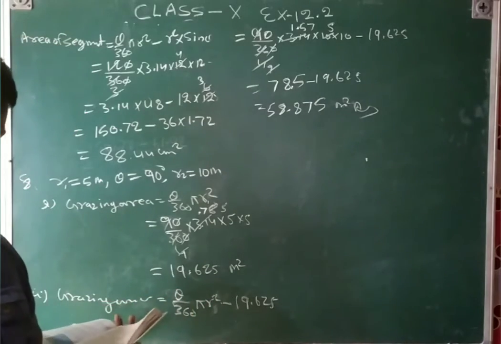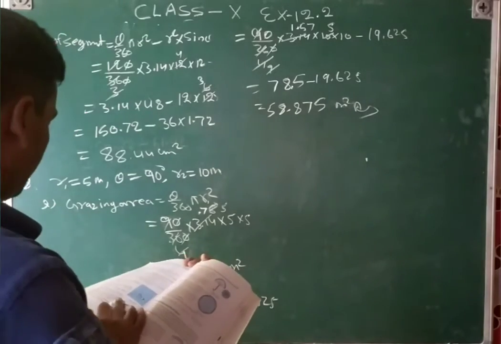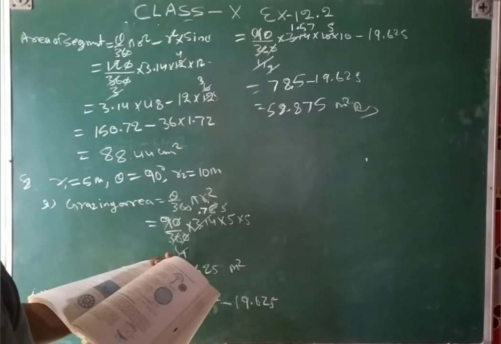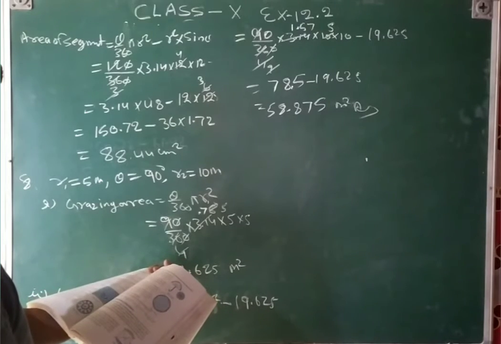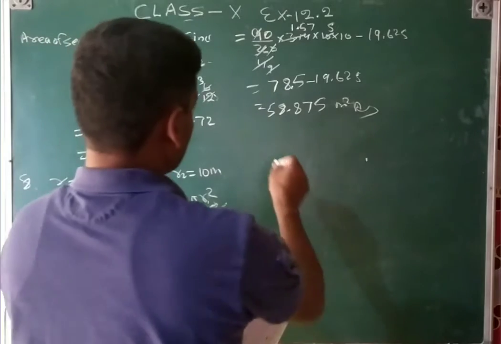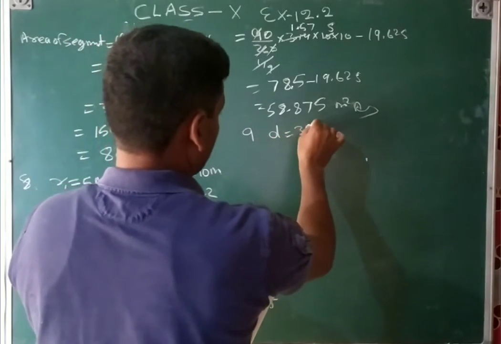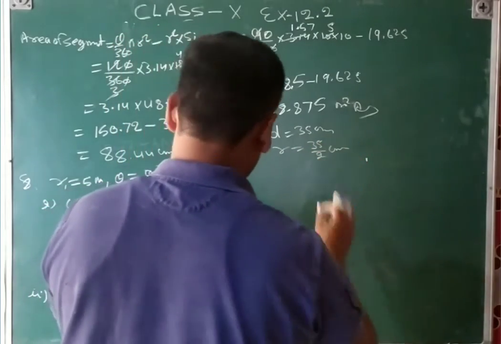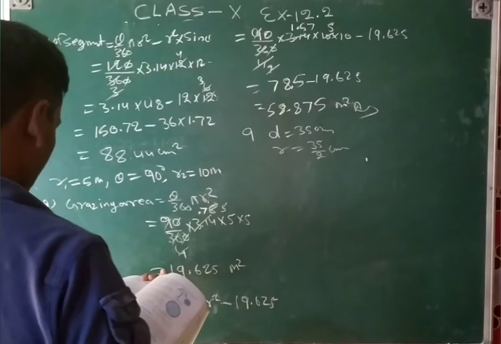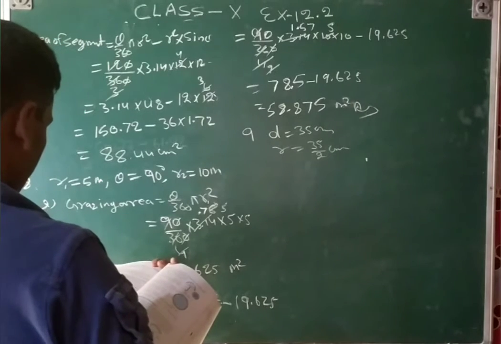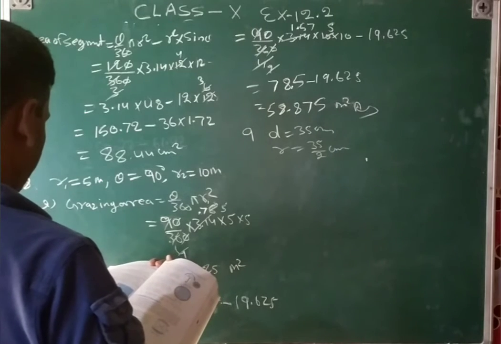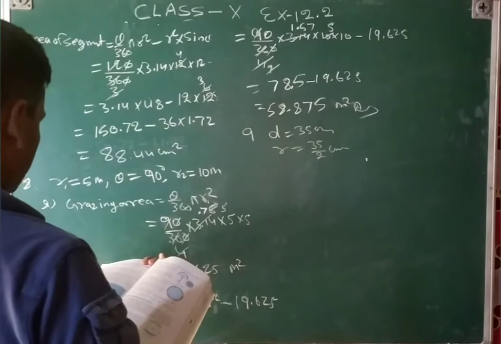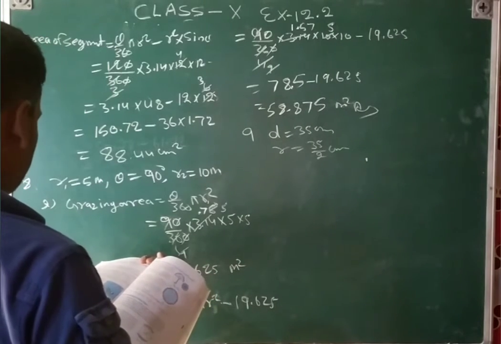Then after question number 9: a brooch is made with silver wire in the form of a circle with diameter 35 centimeter. So r will be 35 upon 2 centimeter, no need to cancel that one. The wire is also used in making 5 diameters, 1, 2, 3, 4, 5, which divide the circle into 10 equal sectors.